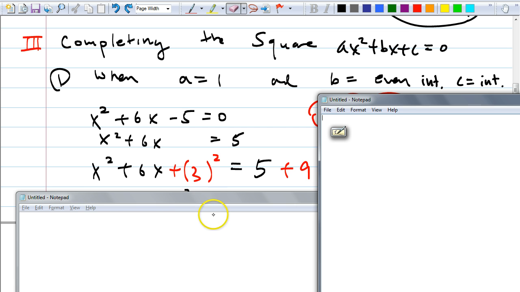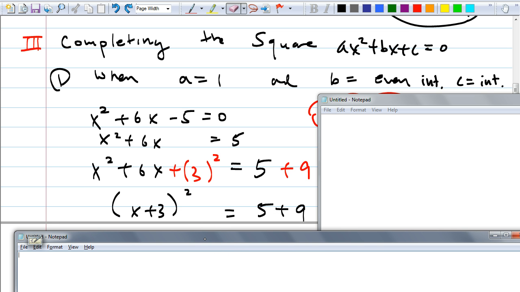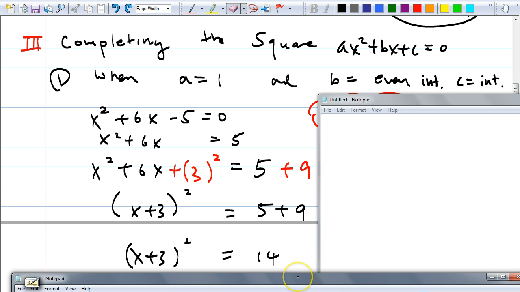Because this becomes x plus 3, right? Doesn't the left side become a perfect square trinomial? x plus 3 squared equals 5 plus 9, so you get 14. Then what? You basically square root both sides. Go ahead, finish it up.